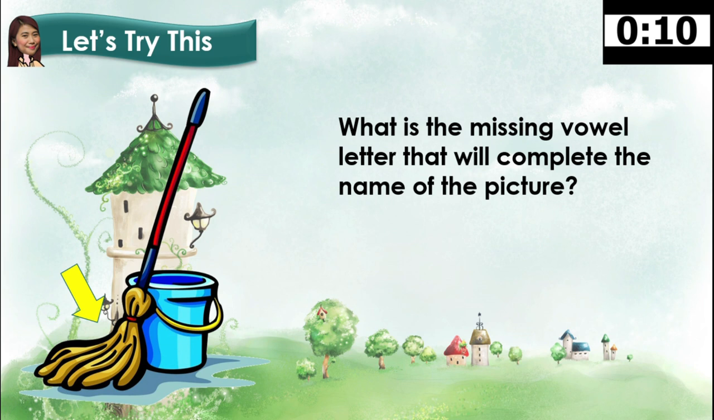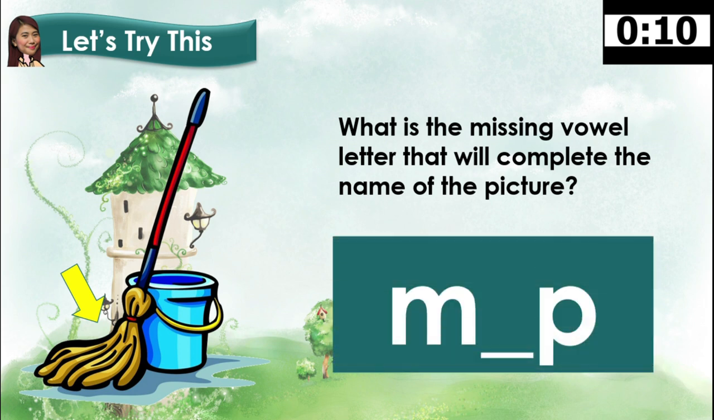Next picture. What is the missing vowel letter that will complete the name of this picture? Comment now your answer. And the correct answer is O, with the sound of O. Again, what is the sound? O. Let us read the word.